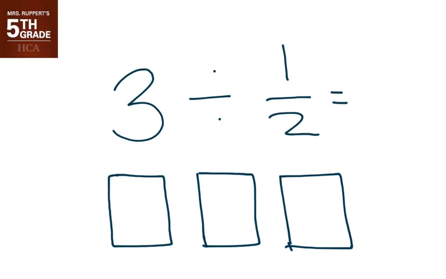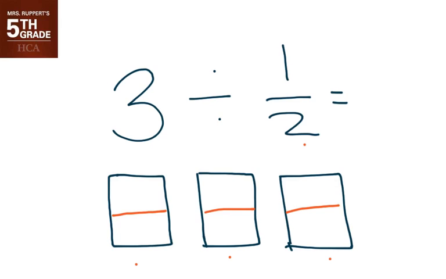Well, I'm going to take 3 wholes, which I have right here. I have 3 wholes. And I'm going to divide them into what? 1/2. So I'm going to take the 3 wholes and I'm going to divide them into 1/2. So this is how I'm going to do it. Okay. This is taking my 3 wholes and I'm dividing them into 1/2.